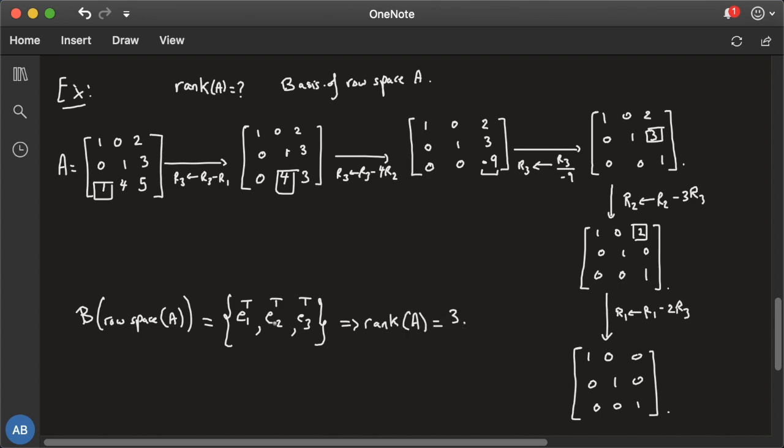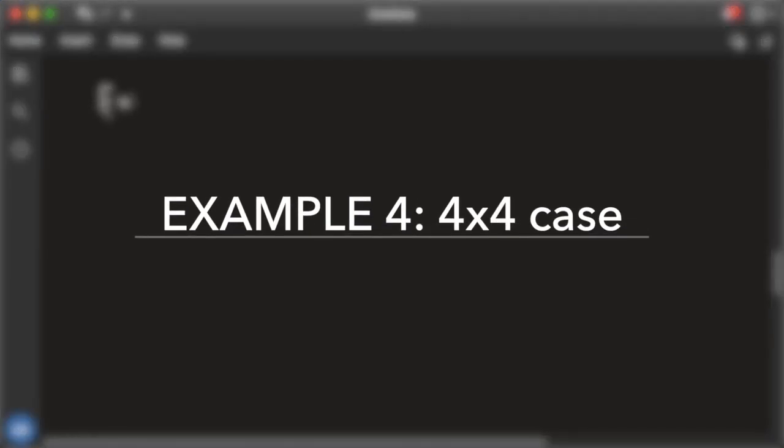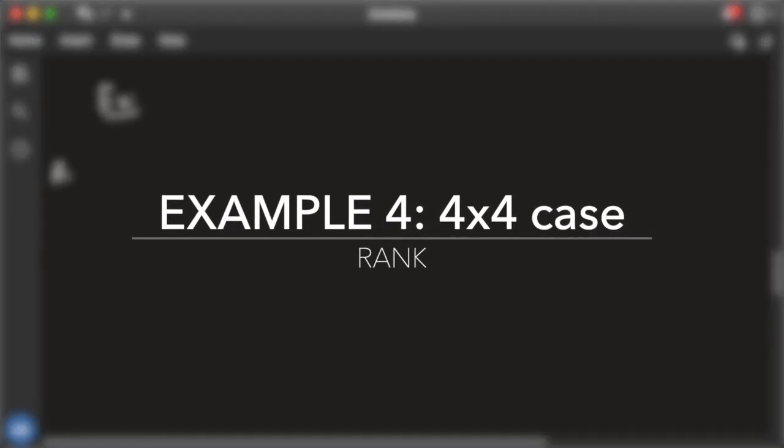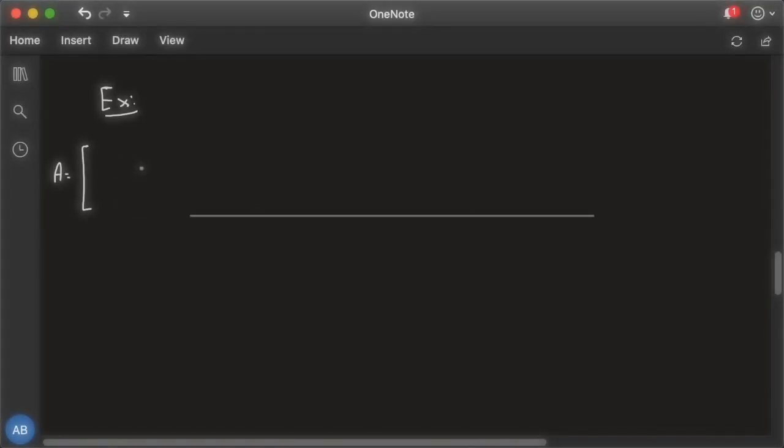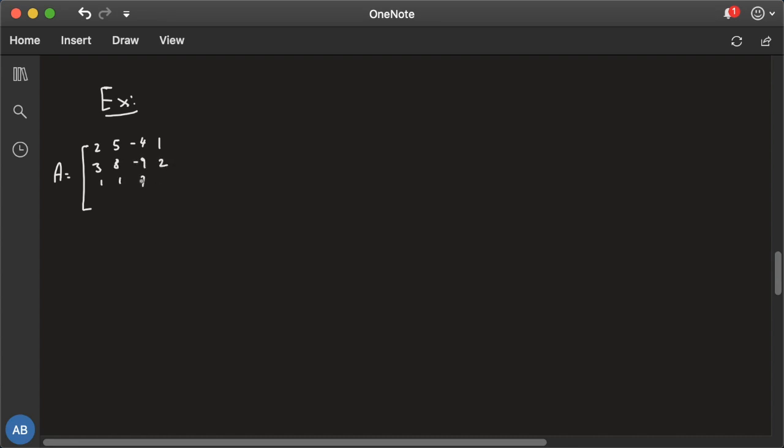Simple as that. Let's do a 4x4 example this time. So imagine you have an A that looks like this. So 2, 5, minus 4, and 1. 3, 8, minus 9, and 2. 1, 1, 7, minus 1, and 1, 2, 1, 0. Question is, what is the rank and what is a basis for the row space of A? As we did previously, row operations on A. I'm going to do this one really quickly.